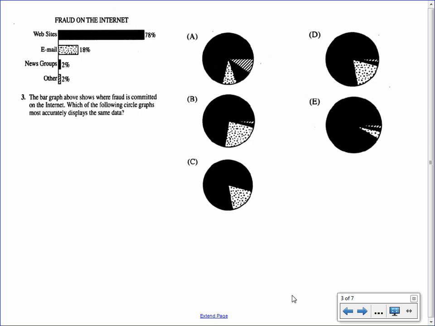So you can see that you have these two really small sections that are each 2%. So you want to find pie charts with really small sections like that. If you think of the whole pie as 100, which you should because this is a percent, then 2% is going to be really tiny. So you can get rid of A because those two sections are equal, but they're much too big to be 2%. And also compare it to this slice, which is supposed to be 18%. It's really not in proportion with that.